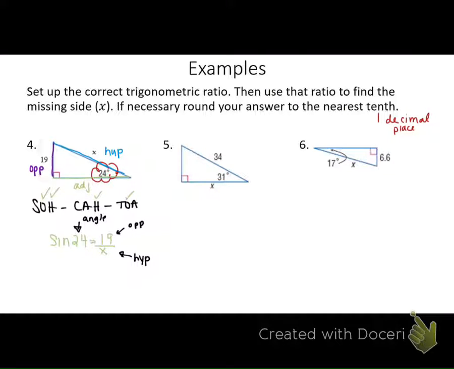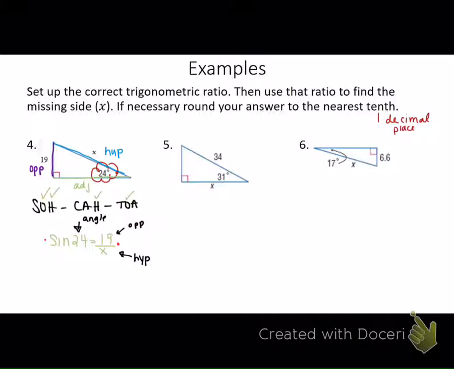So now, the first thing you're going to do whenever you're solving for a side is multiply by the denominator. It doesn't matter if it's an x or if it's a number. So we're going to have to multiply both sides by the denominator. In this case, what is our denominator? So we'll multiply both sides by x.